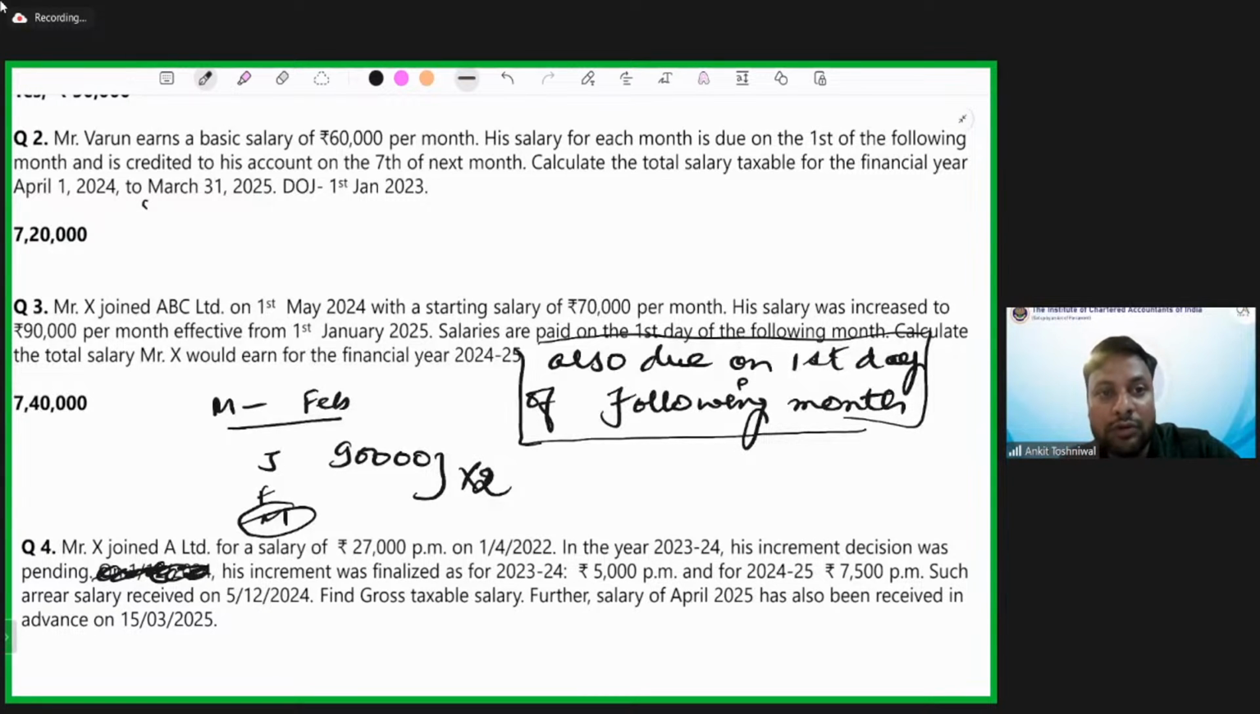Anybody have any other doubt? Please tell me, because this is the foundation of this chapter. Anybody else, please? Practically, salary is due as per the agreement between the employer and employee. What is written in the agreement? The salary is due on that basis only. Yeah, Virendra, please tell me.